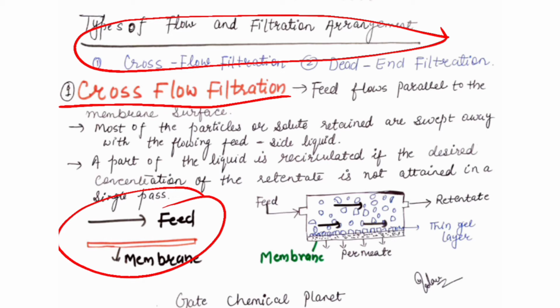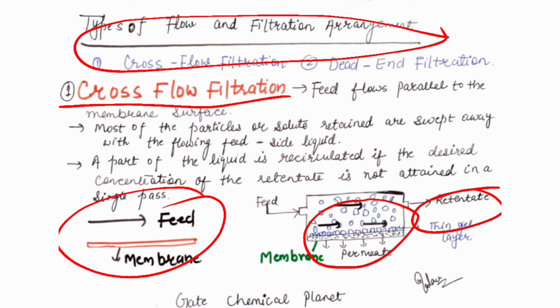Most of the particles or solute retained are swept away with the flowing feed side liquid, and if the desired concentration of the retentate is not attained in a single pass, then a part of the liquid is recirculated. So here we get the permeate as a product.